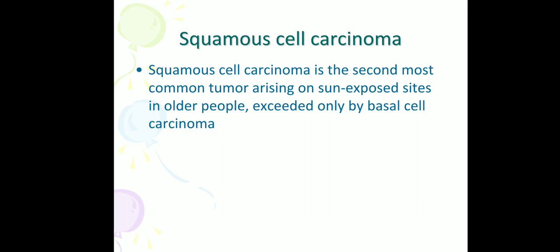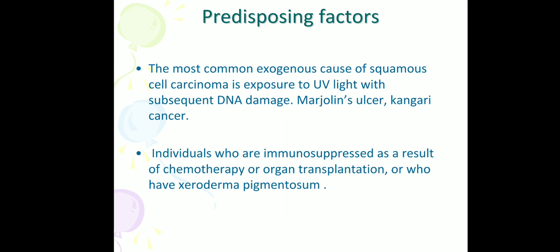Squamous cell carcinoma, next one. Squamous cell carcinoma is the second most common tumor arising on sun-exposed sites in older people, exceeded only by basal cell carcinoma. The most common exogenous cause of squamous cell carcinoma is exposure to UV light with subsequent DNA damage. Also Marjolin ulcer, which occurs in chronic burn cases. And Kangri cancer, which is seen in Kashmiris.